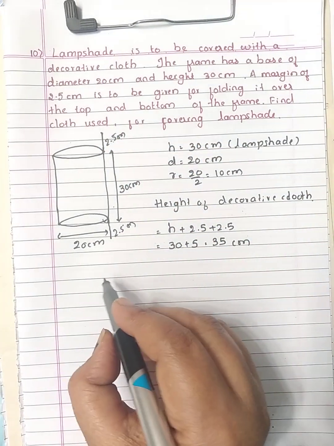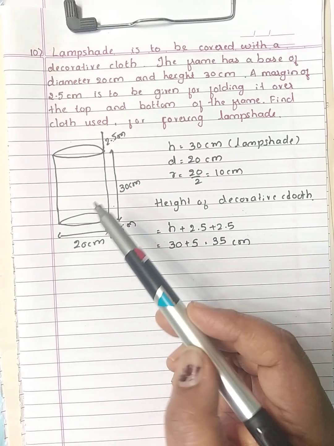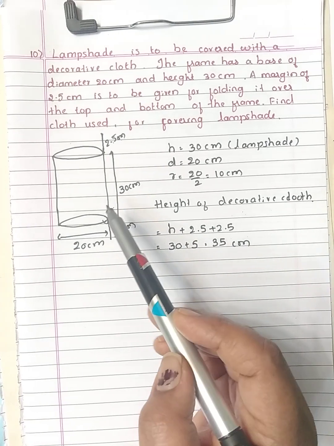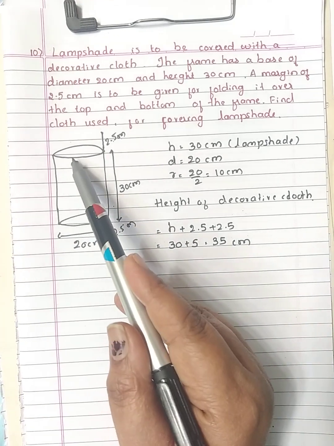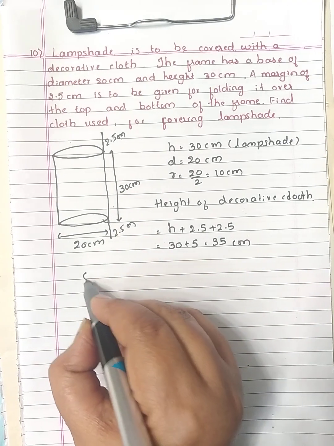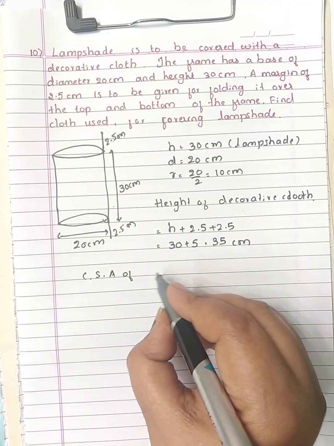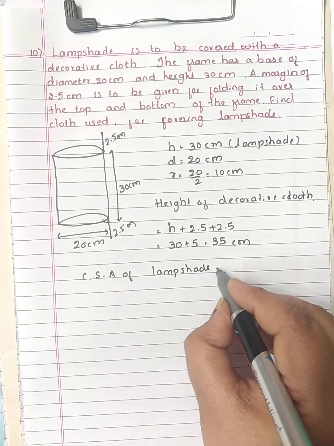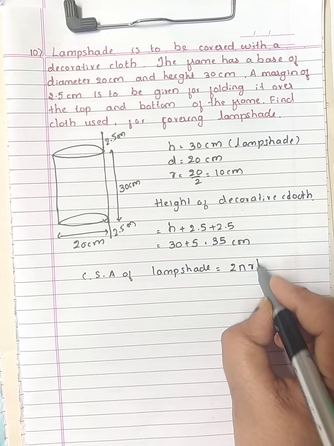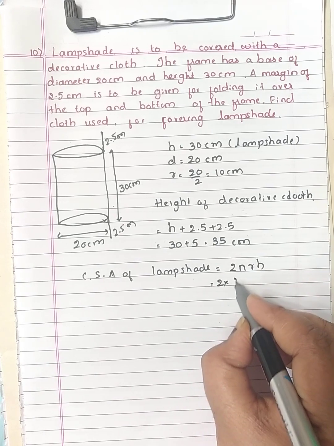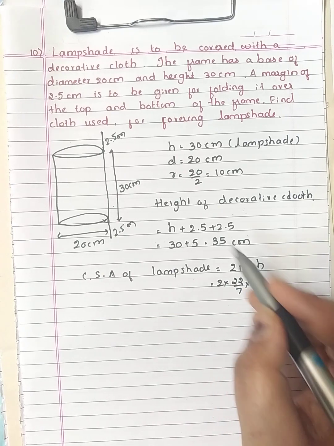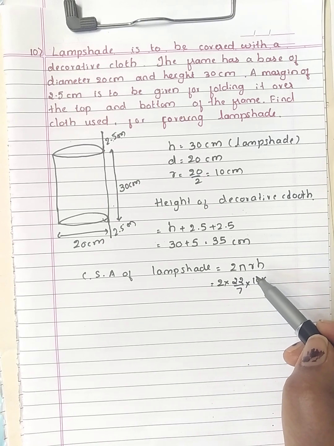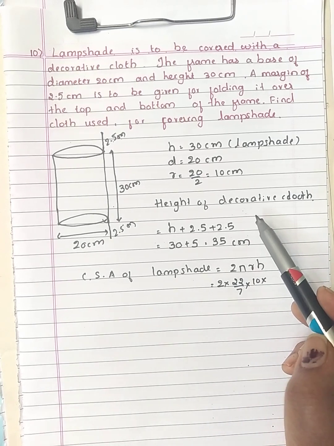Now we have to find out which formula we have to apply here, whether the curved surface area formula or total surface area. We have to use the curved surface area because these two are open here. Therefore, curved surface area of lampshade equals 2 pi r h. Pi is 22 by 7, radius is 10, and height we substitute the height of the cloth, that is 35.